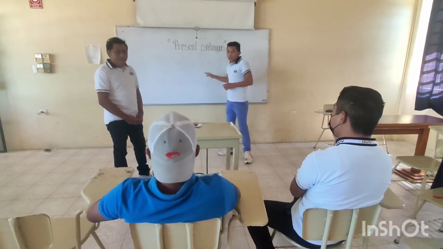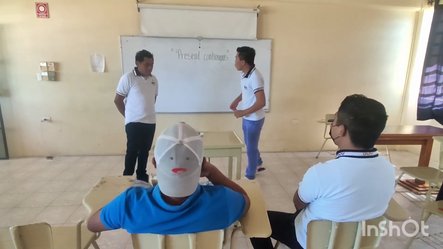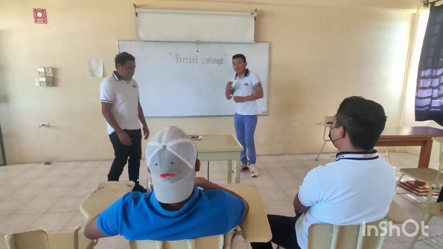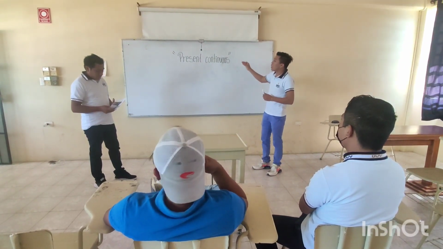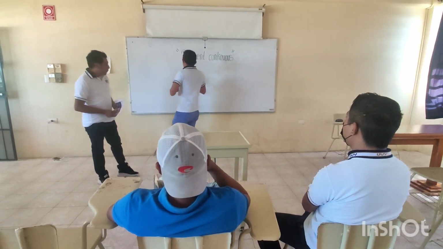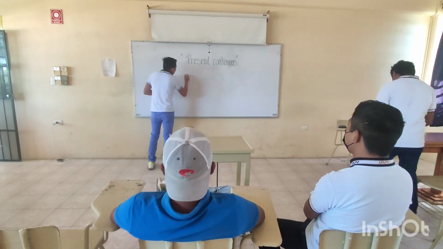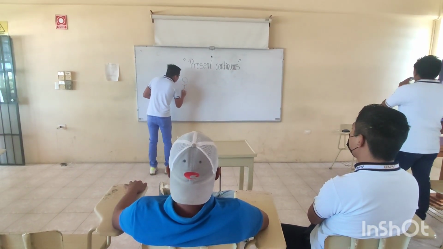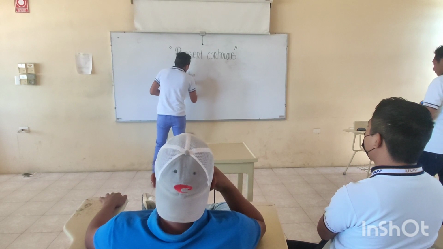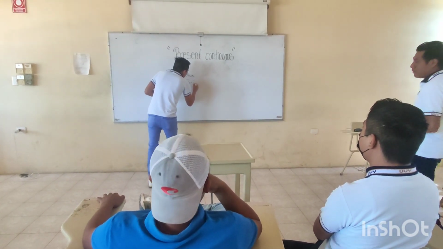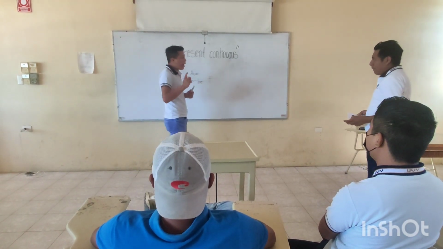Now we are going to use this vocabulary with the present continuous. The present continuous is very easy, but now I'm going to show what the structure is. Pay attention to how we form a sentence. To form a sentence with the present continuous, I need a pronoun plus an auxiliary, the verb to be, plus a verb ending with ing.